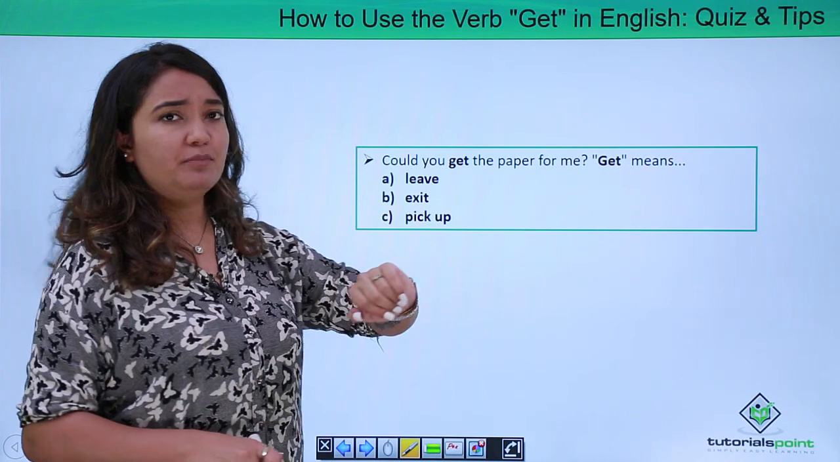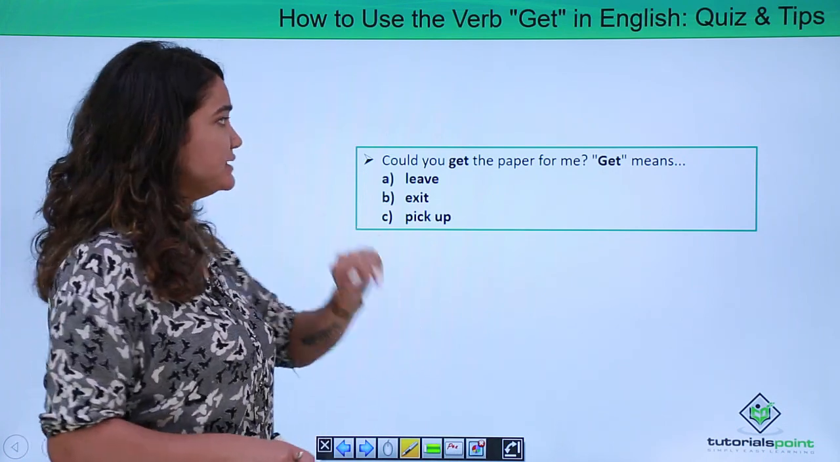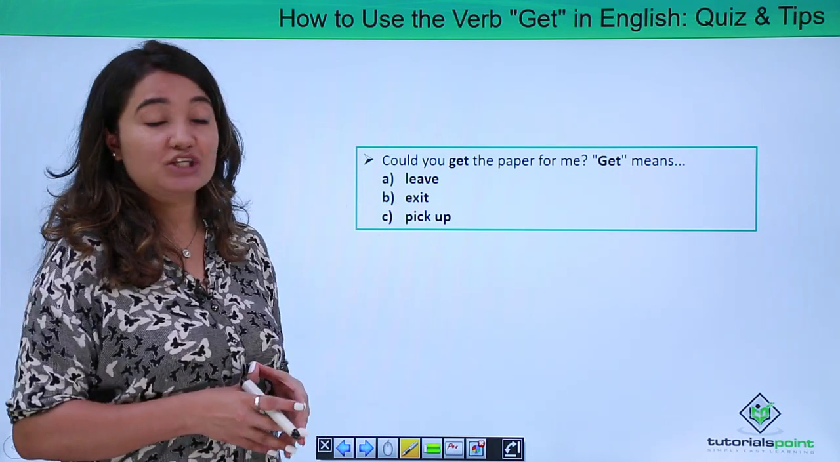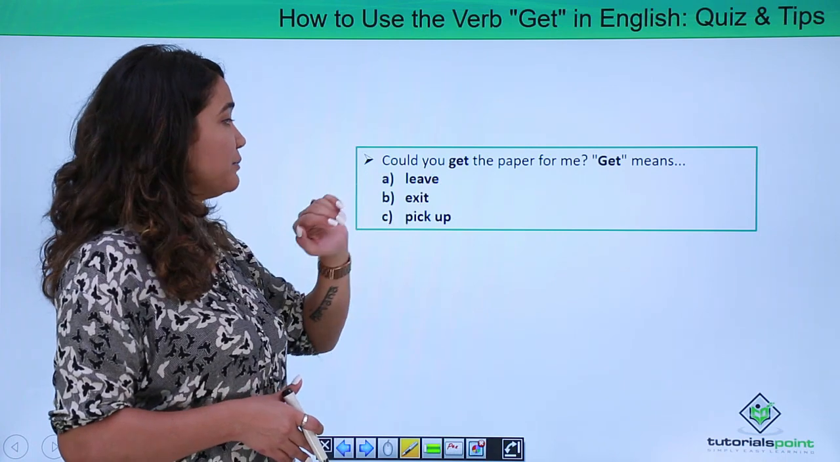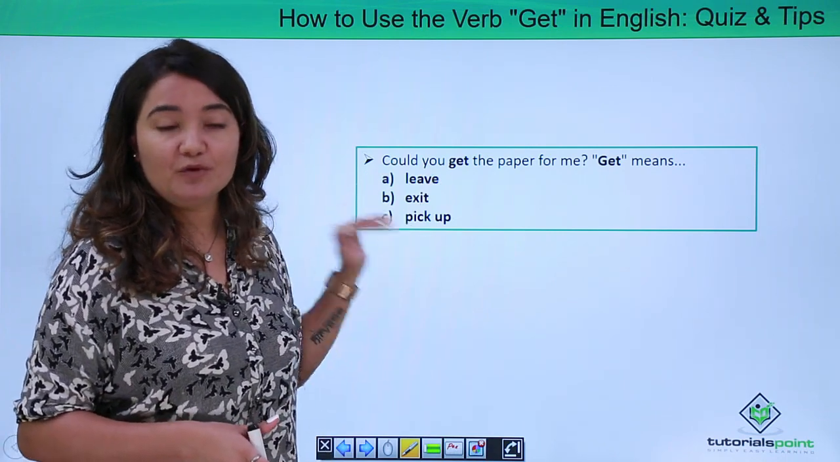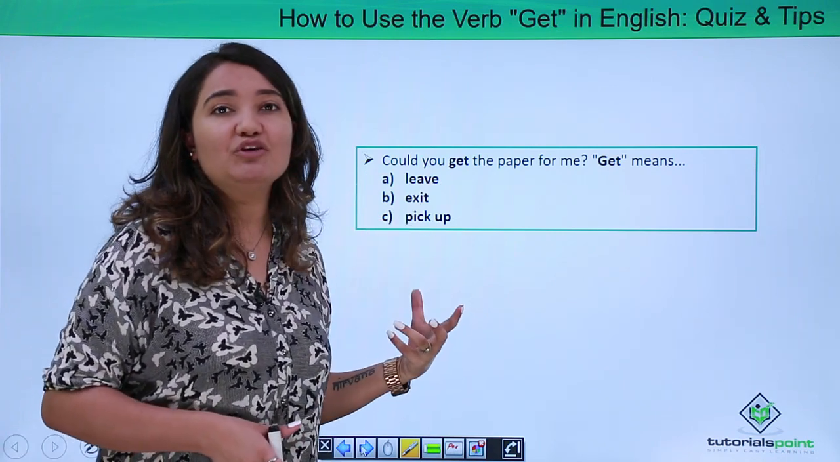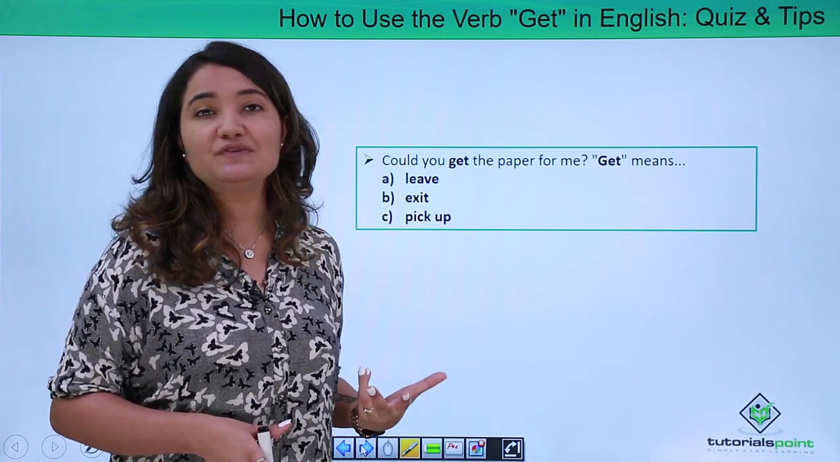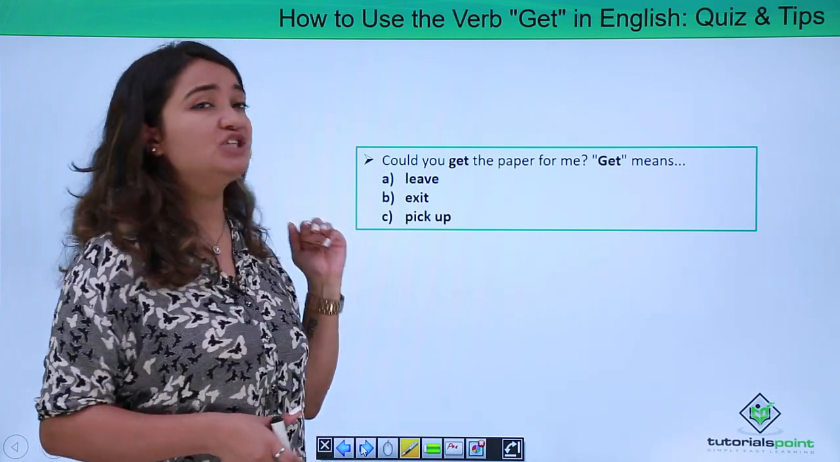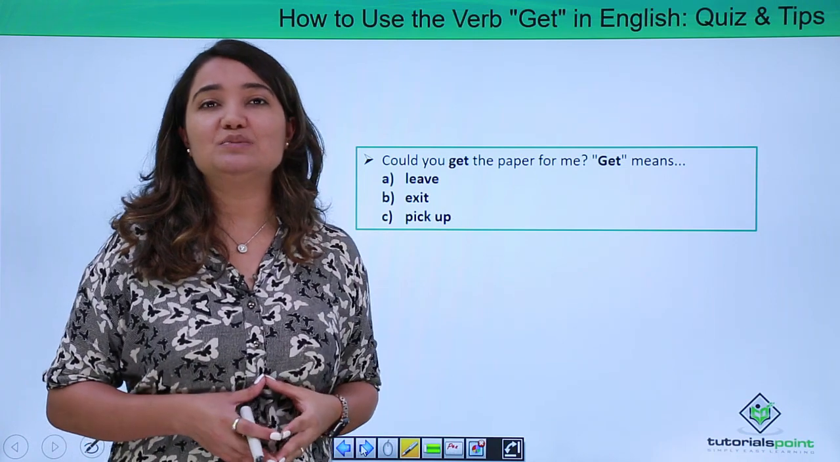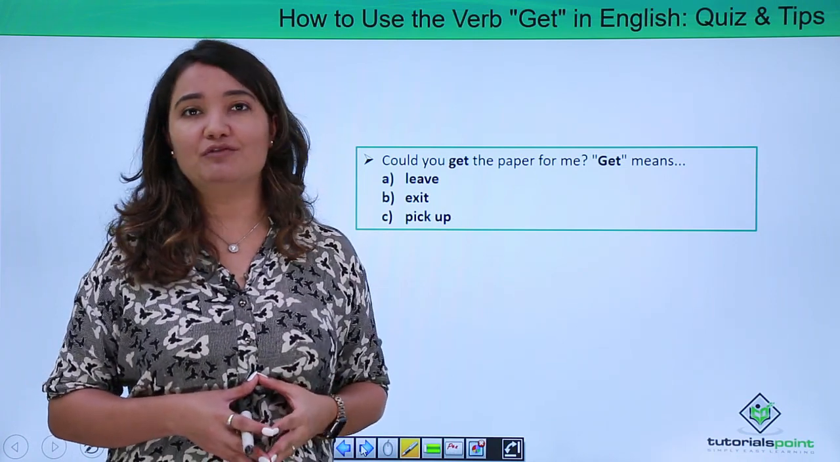Could you get the paper for me? Well, get here again is very different. It means, could you pick up the paper for me? So here again, because get is being used in a different way altogether, the meaning has completely changed. Here it means, could you pick up the paper for me.